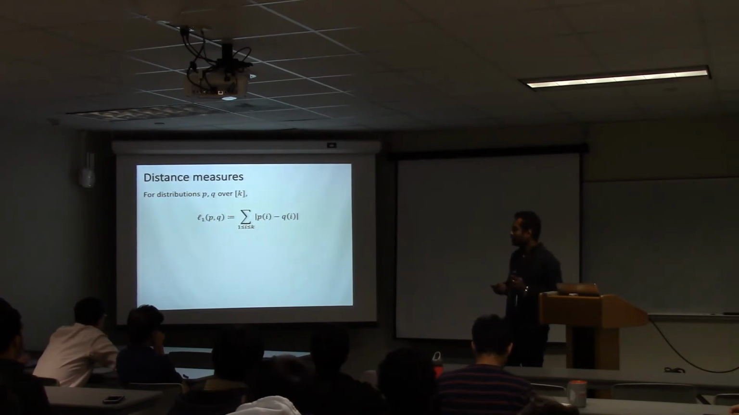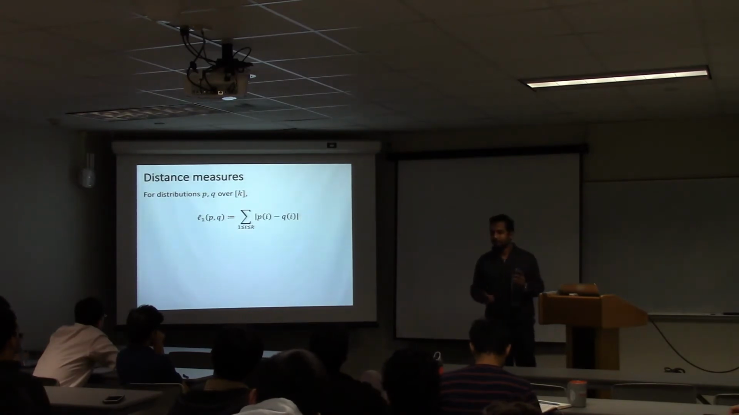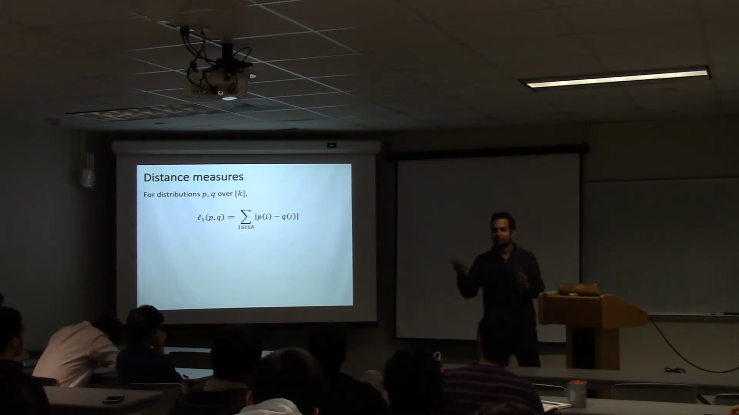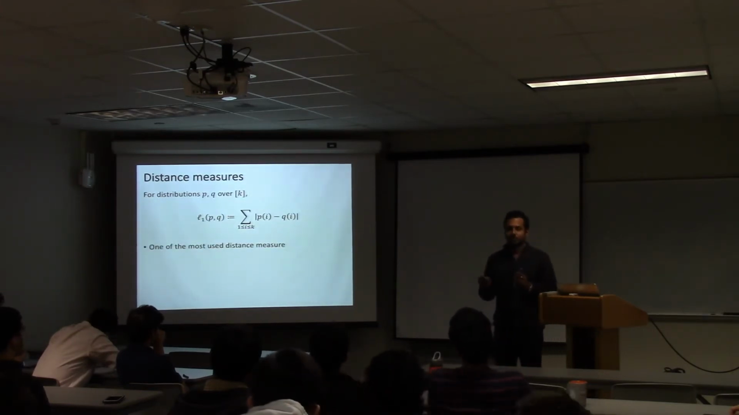One thing to keep in mind is that if the distance is small, then if I give you a draw, you cannot tell which distribution the data came from. For example, if L1 of P, Q is 0, then the distributions are identical. If I give you a draw, you won't know which one it is. It's one of the most commonly used, so that's why I'm going to use it.